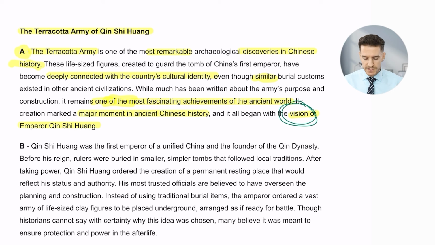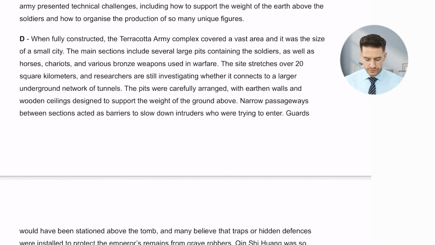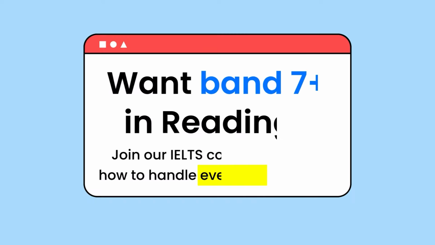So if I was going to give a title, I'd call it something like this: An amazing thing from a vision. So now we know the main ideas and we've made a heading ourselves. We can go down to the headings that were provided.